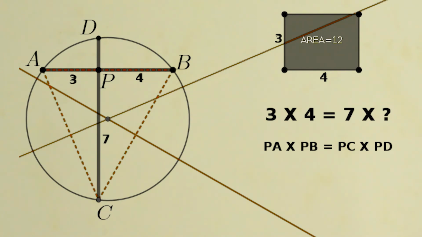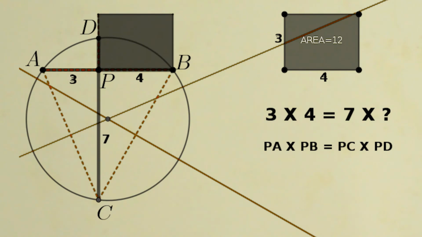Let us draw the first rectangle. The first rectangle has sides 4 centimeters and 3 centimeters. So this is our first rectangle. How do we draw the second rectangle of the same area? How do we construct the second rectangle of the same area? One of the lengths is 7 centimeters and the breadth is PD.